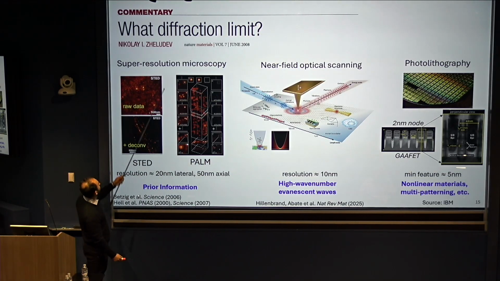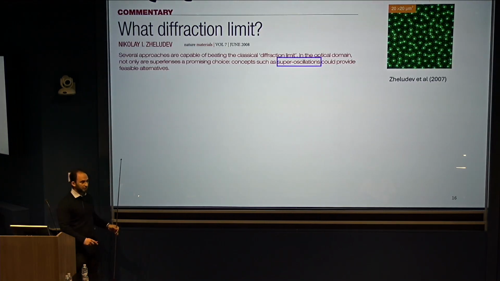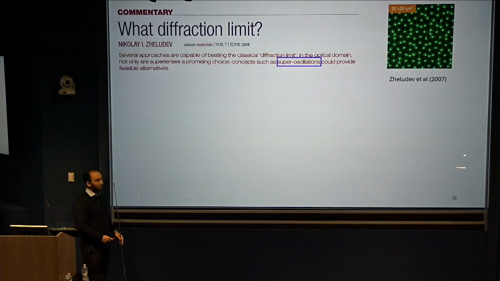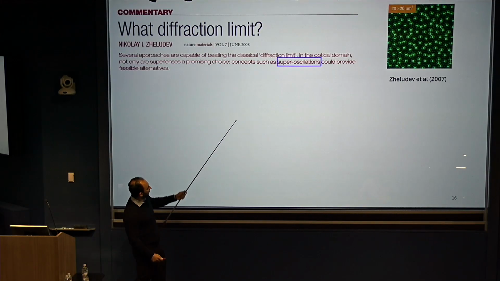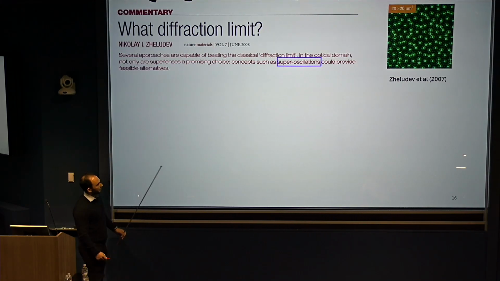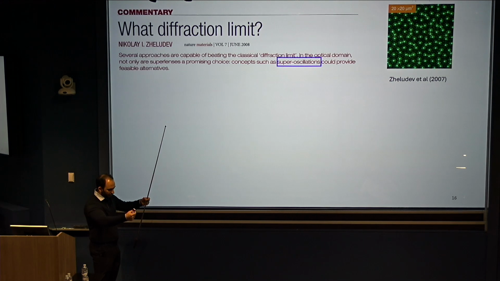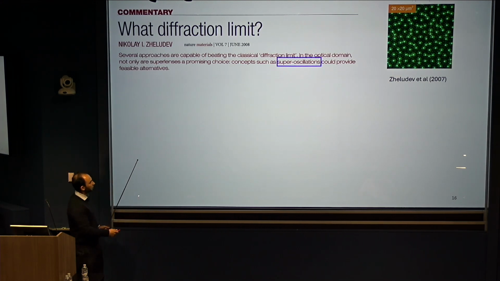Now, that's not what Nikolai Zheludev was talking about when he wrote this commentary. He actually was talking about focusing far-field waves down tighter than the diffraction limit. And in particular, he was referring to a phenomenon called super oscillations, where you could take the normal array pattern and ostensibly bring its zeros closer and closer to the origin.